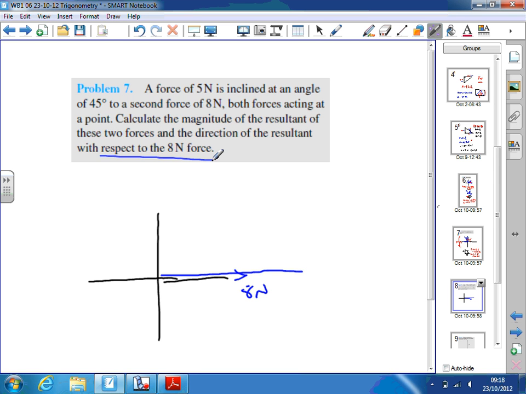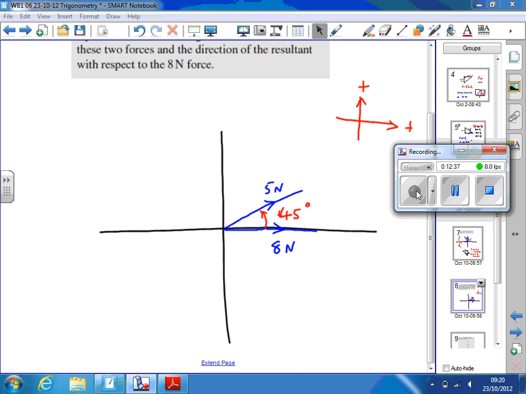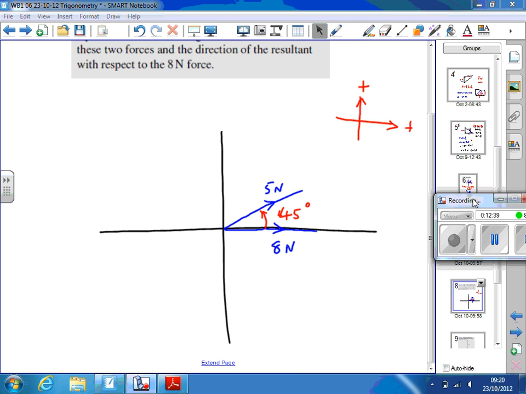So finish drawing that out, and then what we've got to do is calculate the magnitude of the resultant of these two forces and the direction with respect to the 8 Newton force. So I've got two forces now. I need to find the vertical and horizontal components of each of these two forces and then add them together to get the resultant. Okay, so if I was drawing this, I'd set out my convention in the corner. So I now know right and up is positive, and then I draw it.